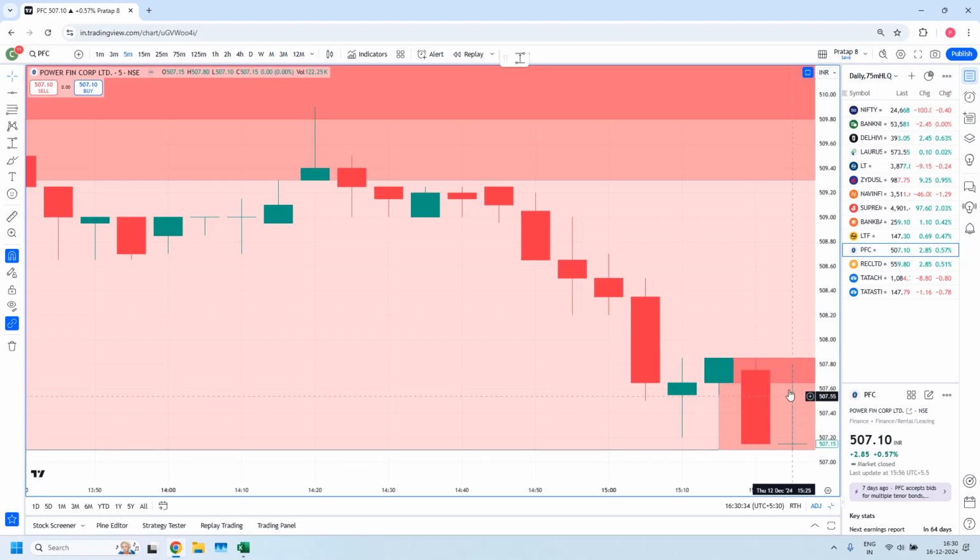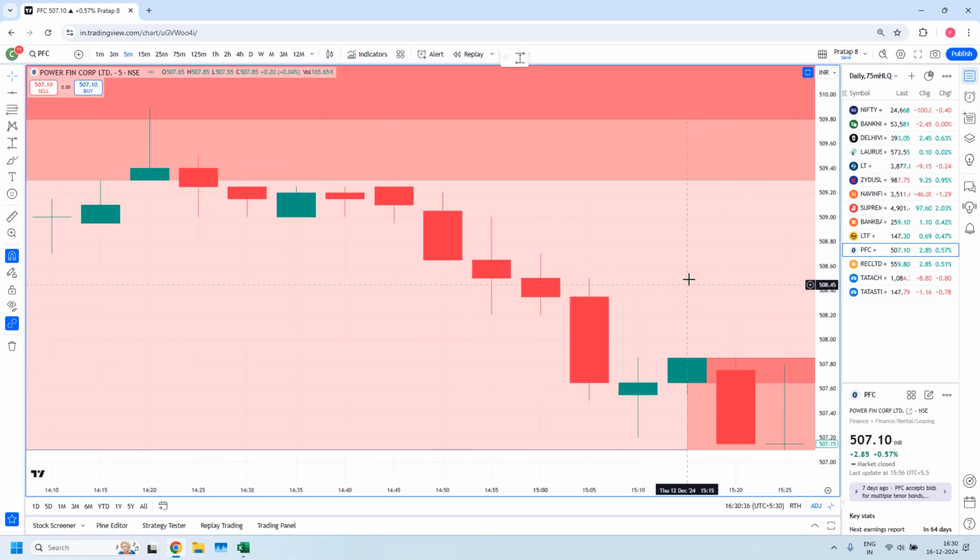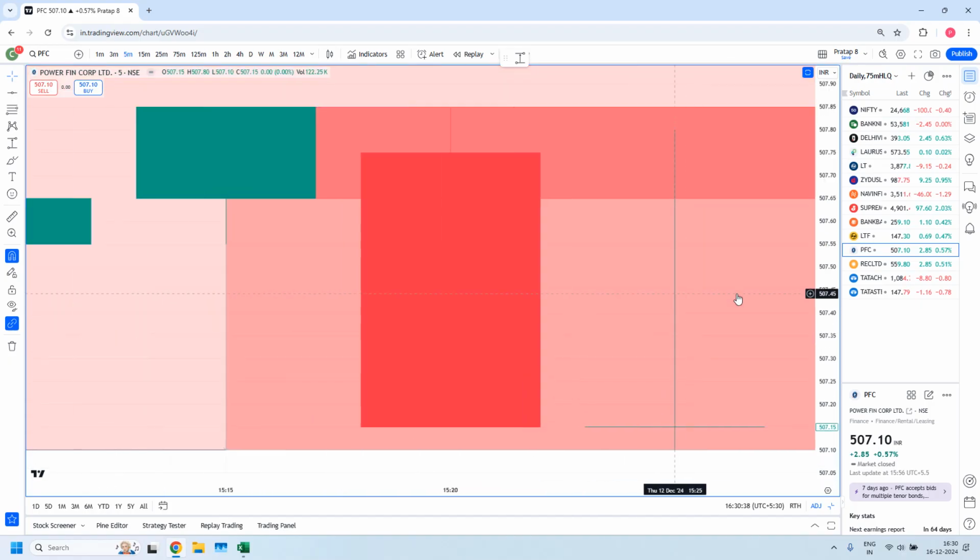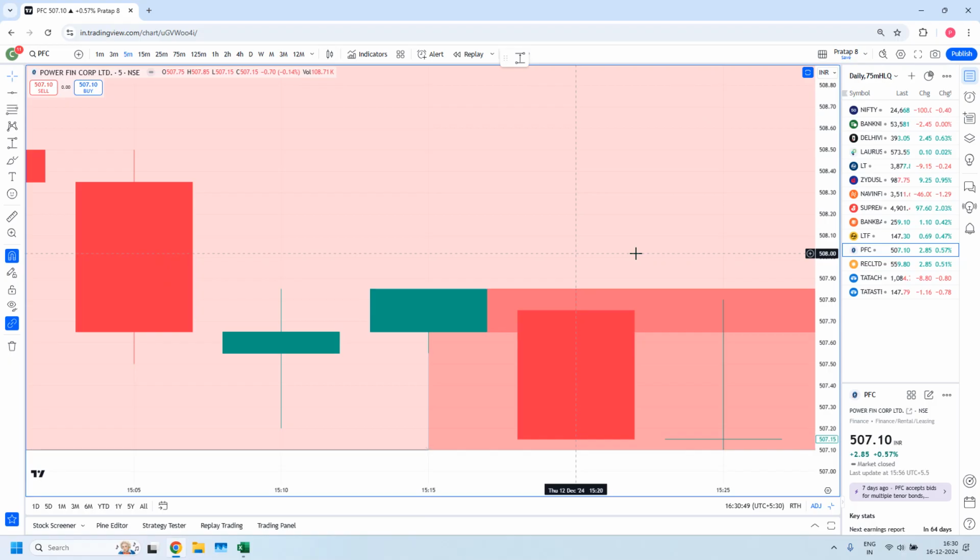But see here in this candle, price almost reached near the distal line. See here. Price reached almost close to the distal line. See how much order flow it consumed. And believing the small remaining order flow, does it make sense? It is quite risky.